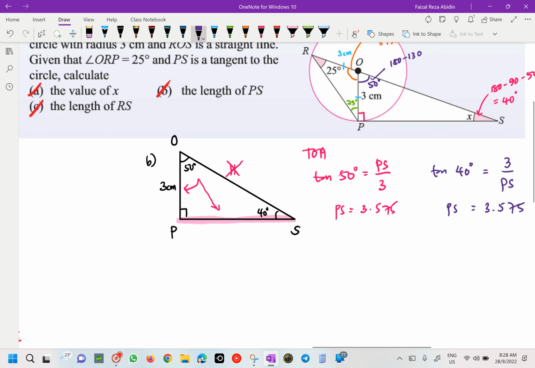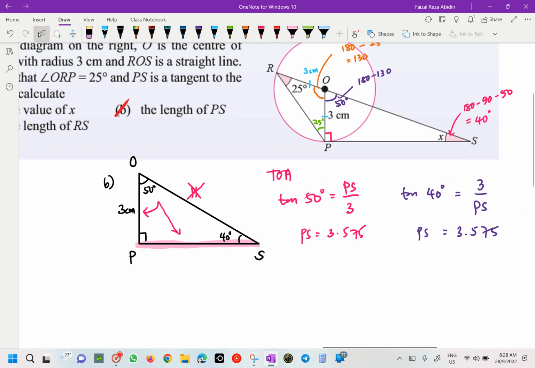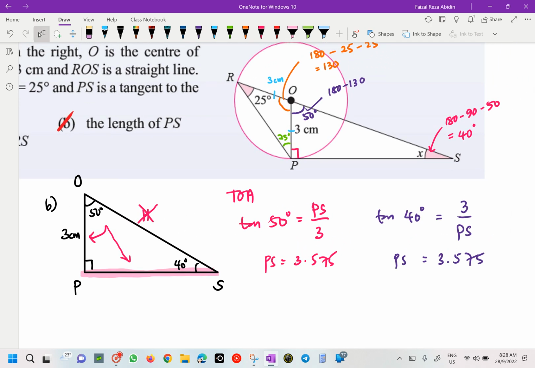Okay, last one. The length of RS. Where is our RS? RS here is going to be combined from R to O to S. Am I right? Did we have our OS? Not yet. So that one we are going to find, isn't it? OS is going to be what? Hypotenuse. So you are going to use what? Pythagoras Theorem? Want to use Pythagoras Theorem? I think it's easier, right?